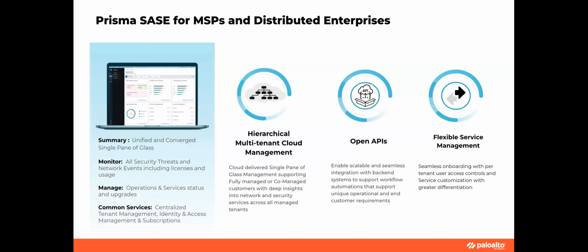Right. So here, as you can see, the Prisma SASE multi-tenant cloud management platform serves as the foundation for all the capabilities we have spoken about thus far. It is built on three key pillars: hierarchical multi-tenancy, wherein the platform provides a hierarchical multi-tenant portal that offers a single pane of glass for MSPs or distributed enterprises to efficiently manage a large number of customers. It offers deep insights into both network and security domains across all managed customers, enabling comprehensive visibility and control.